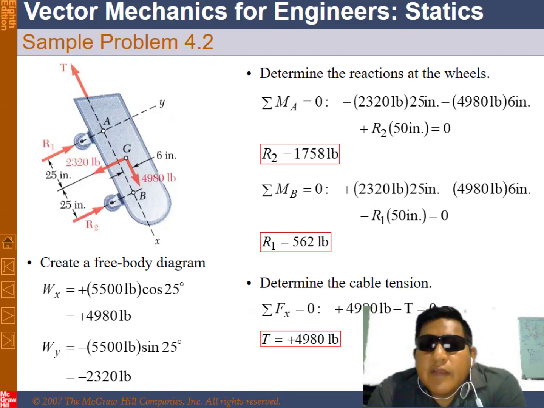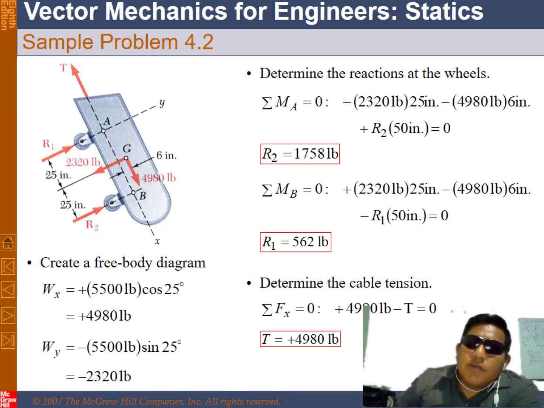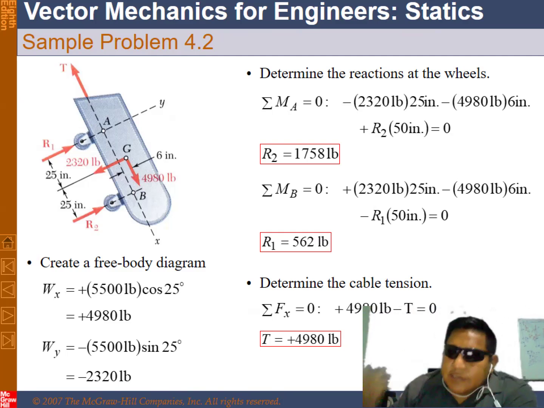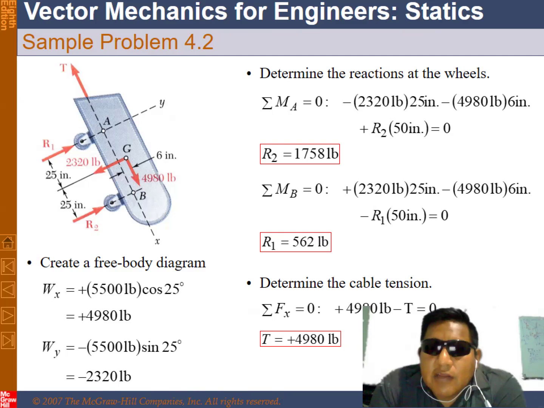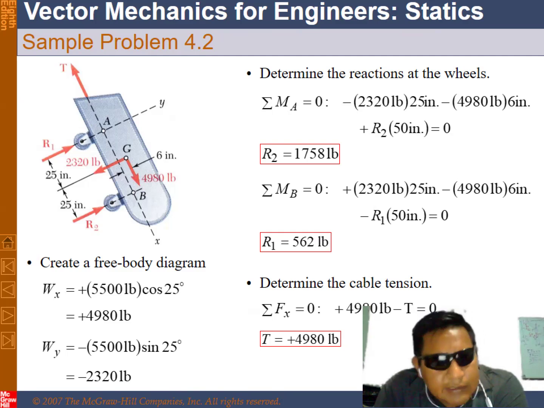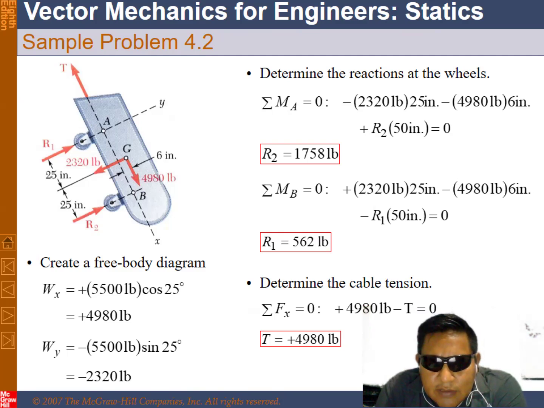Another step: determine the reactions at the wheels. Summation of moments about point B is equal to 0. Negative 2,220 pounds times 20 inches, minus 4,980 pounds times 6 inches. Last, reaction number 2 is the unknown variable, the solution.